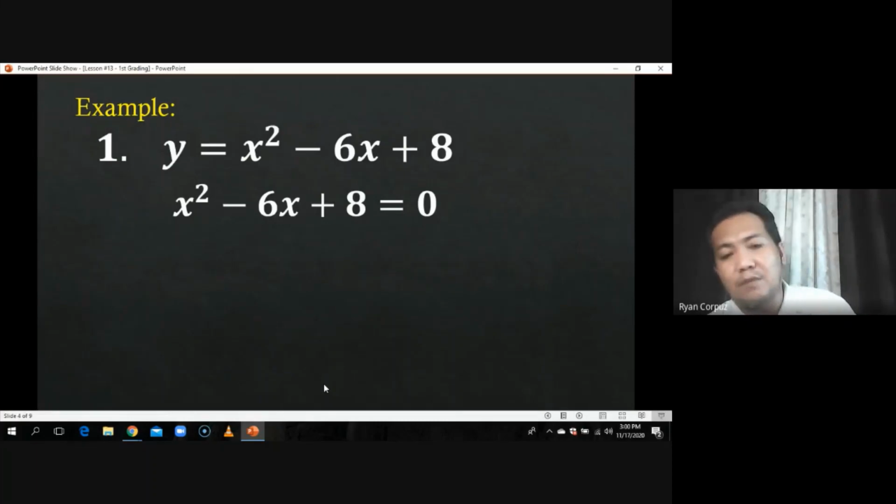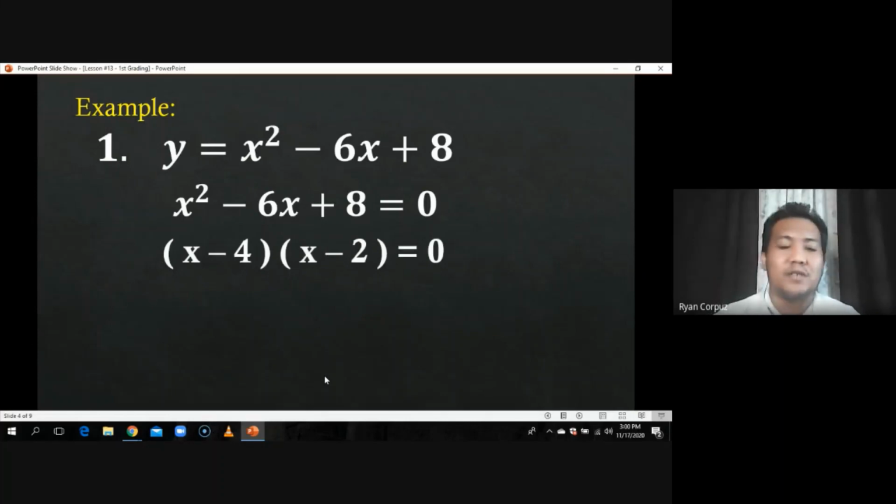So the possible factors of 8 are 4 times 2. And 4 times 2 when added, the sum is 6. So since our middle term is negative, that means those two factors are negative. That's why we come up with the factors as x minus 4 times x minus 2 equal to 0.